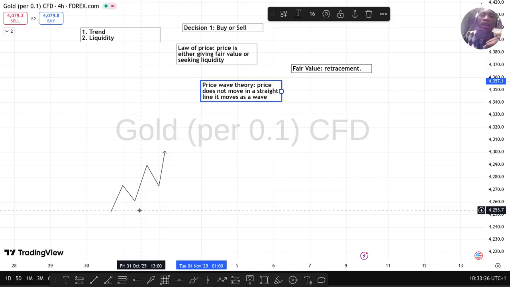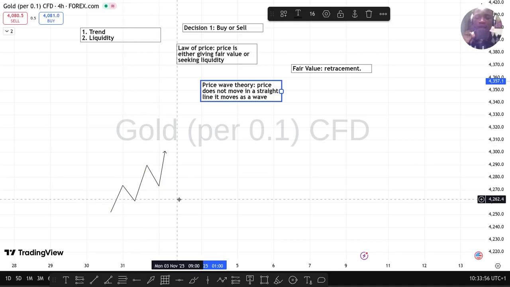And every high creates a crest, a peak, and then the lows create something called a trough, or a valley. So that's a wave, and that's the same way price moves. Price does not move in a straight line. Price moves as a wave. This is what we expect to see whenever we see price moving in a certain direction, whether price is buying or selling. It will move as a wave and not in a straight line.